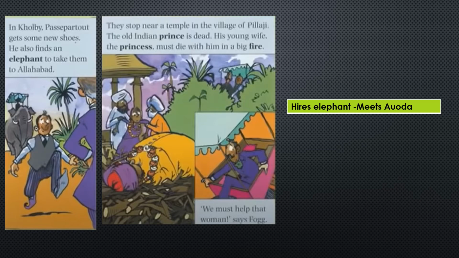They stop near a temple in the village of Pillaji. The old Indian prince is dead. His young wife, the princess, must die with him in a big fire. Passepartout and Mr. Fogg see this and feel helpless, and they think to themselves that we must help the woman. So here Passepartout and Mr. Fogg meet the woman, and that woman's name is Auda, for the first time.